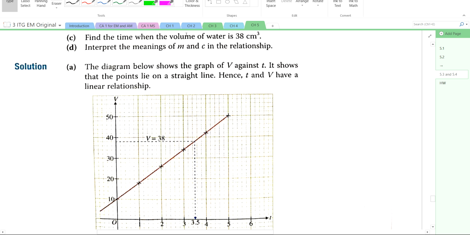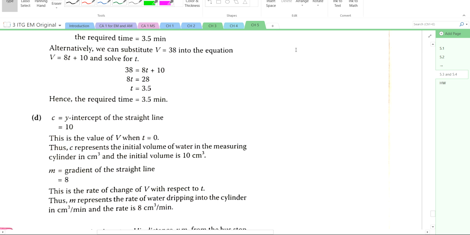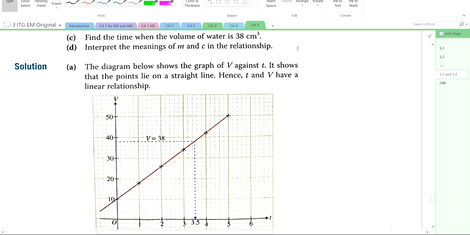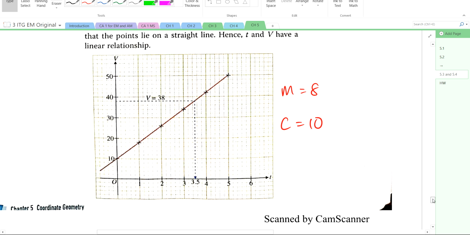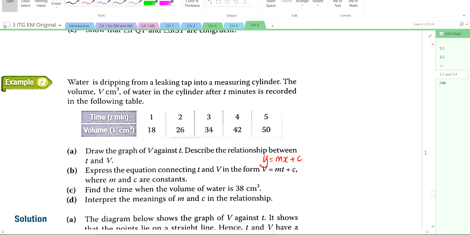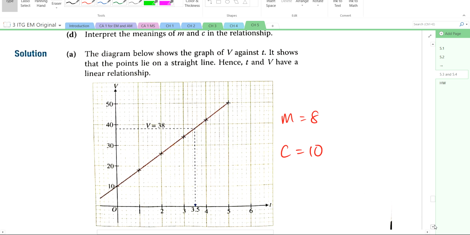Now part D, interpret the meanings of M and C in the relationship. Let me write down the value of M first. So M is 8, C is 10. M equals to 8, C equals to 10. Okay, this is what I'm interested in for this question. Part D. Interpret the meanings of M and C. Okay, let's start. What do you think C refers to?